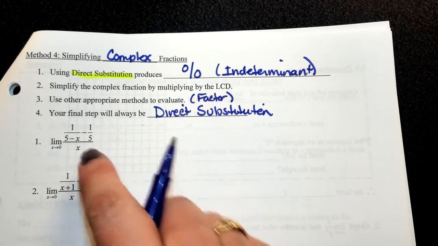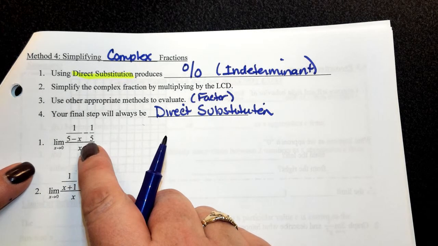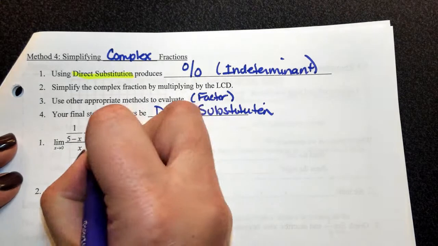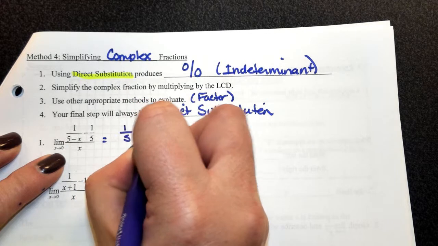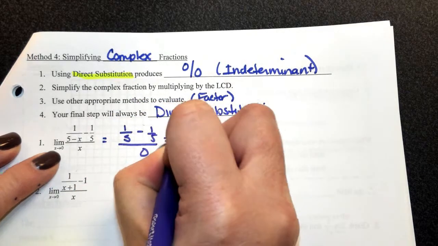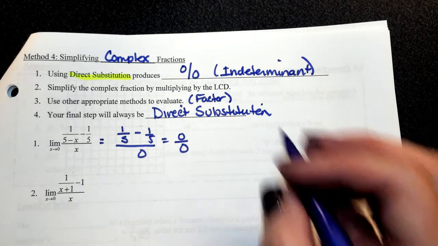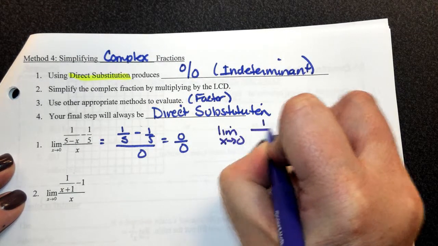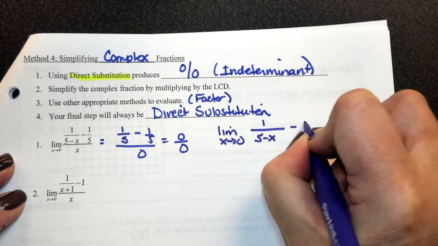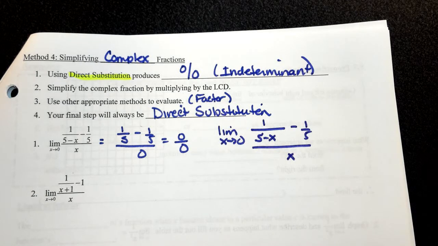So let's take a look at number 1. Everybody agrees with me, I have a complex fraction here. I've got fractions in the numerator. Try and do your direct substitution first. Well, if I plug in 0 for x, that's going to give me 1/5 minus 1/5 over 0. So I have 0 over 0. So now what I have to do is simplify your complex fraction. So this is where you're going to do your LCD trick.